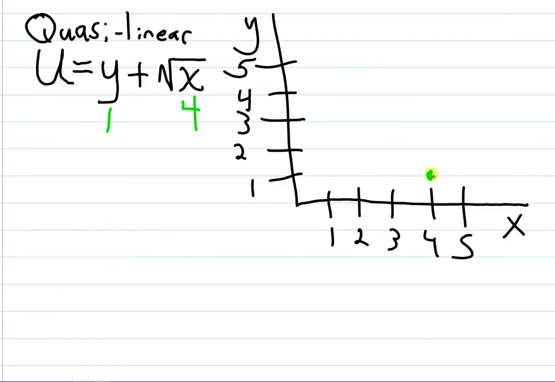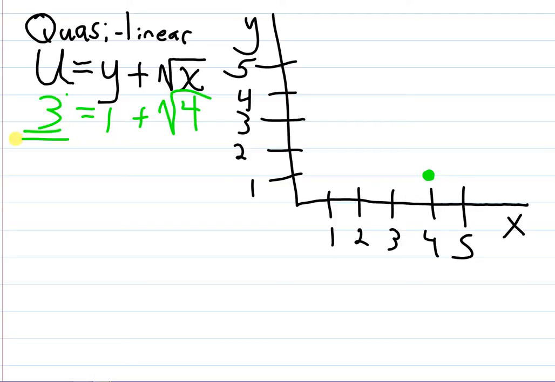Here is that point on an indifference curve. Now, can you think about any other points that would give us the same amount of utility? Well, let's see. How much utility would that be? 1 plus the square root of 4 would be 3. Can you see any other points that would also give us 3 utils?